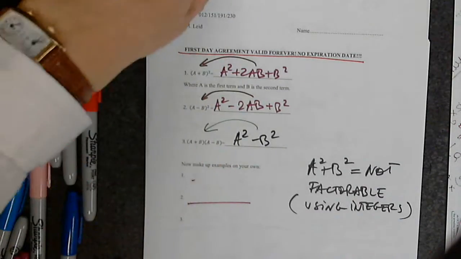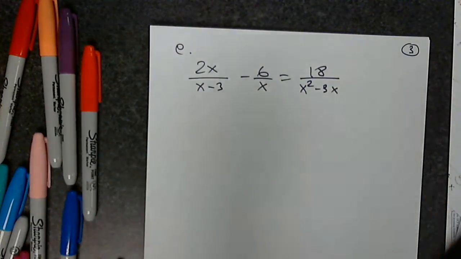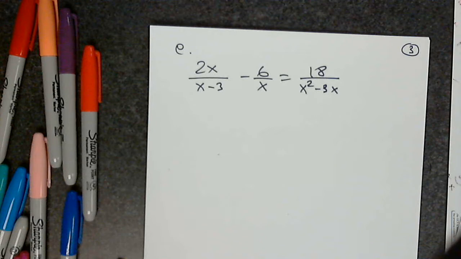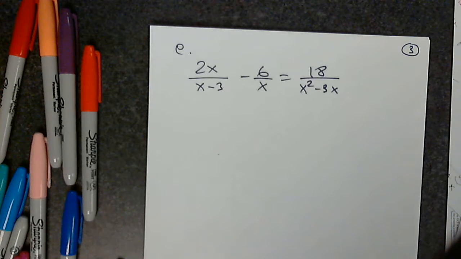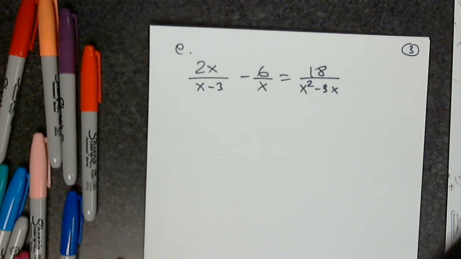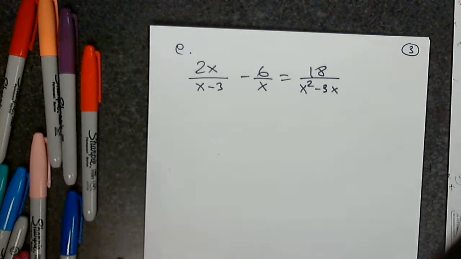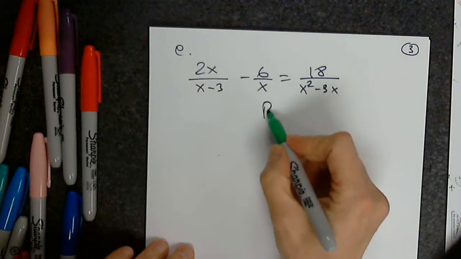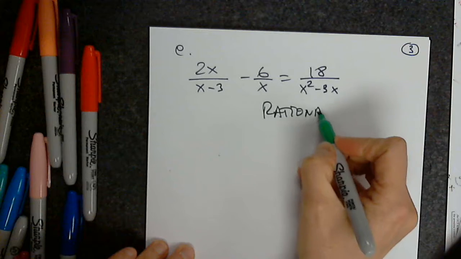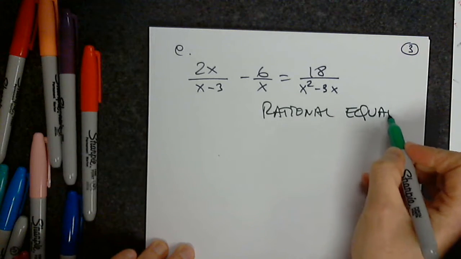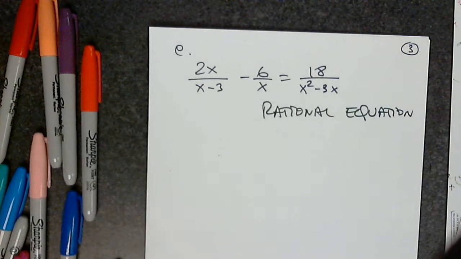Right. So now let's come back. Is this a trinomial? No. Okay. Awesome. So what type of equation is it? What is specific here? What strikes you immediately? That's what it is. It's a rational equation. Of course, it is a rational equation.